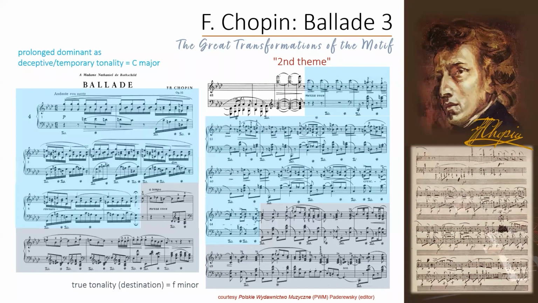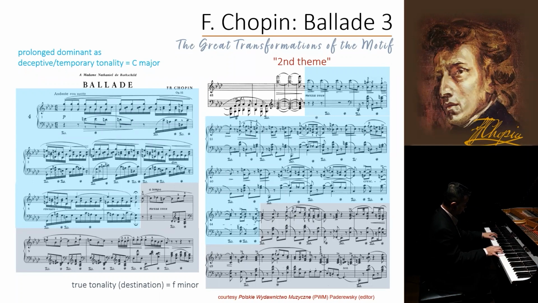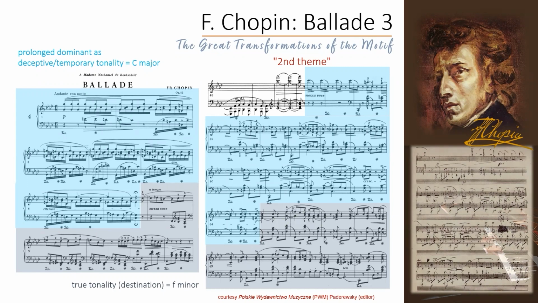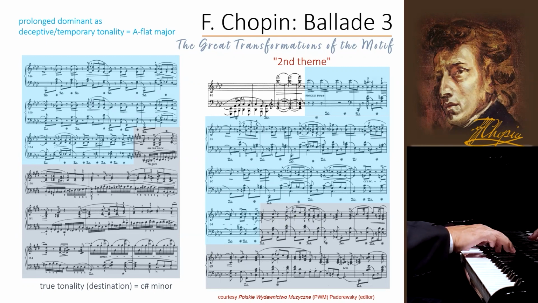Another interesting fact: Chopin did exactly this, a prolonged dominant as a deceptive tonality, in his fourth ballade as well. And this explains the presence of the C-sharp minor sections in the middle of this piece. Now the prolonged dominant tonality is the home key A flat major. Therefore, the tonality comes to the tonic C-sharp minor.